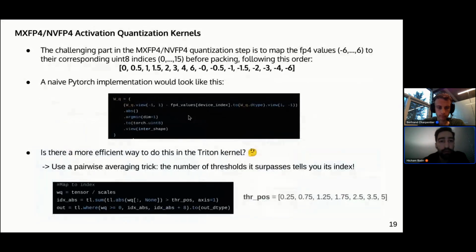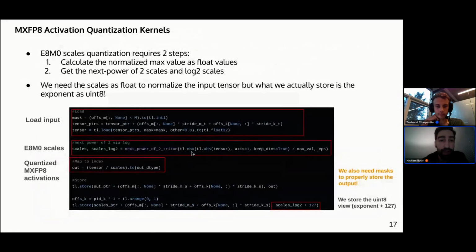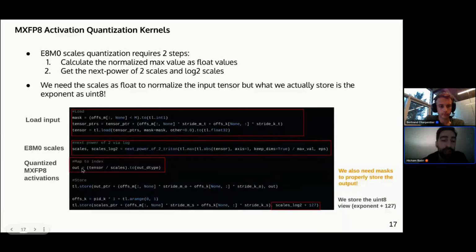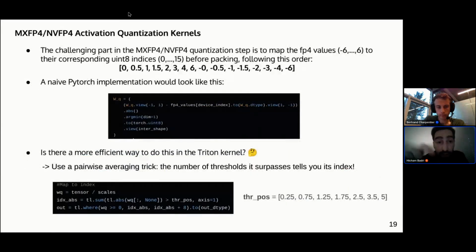So now the fun stuff. On top of that, the kernel. If we want to do MXFP4, if we want to take this kernel, which does MXFP8, and do MXFP4, we need to do some additional steps. It's mainly happening here in this out. When you get this tensor divided by scales, and you get this out tensor, we need to do two things. First of all, we need to map the out values to the FP4 range, which is -6 to 6. So it's these values here.